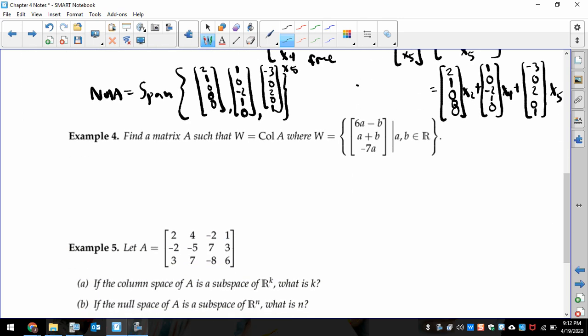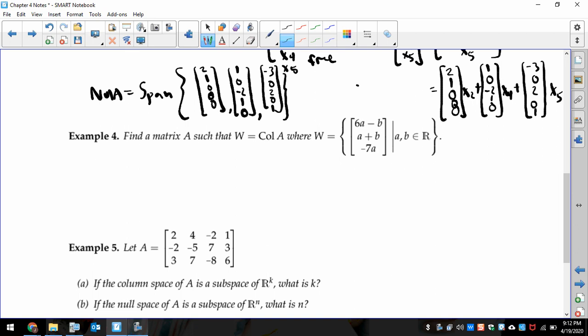So the next example, example 4, says find a matrix A such that W is the column space, where W is this set of vectors here. And so we have to find a matrix A so that this is its column space.